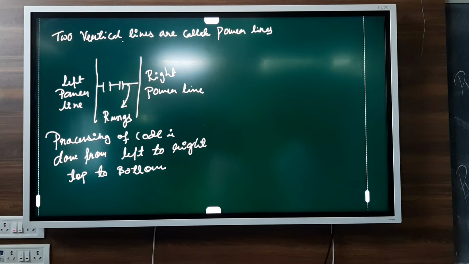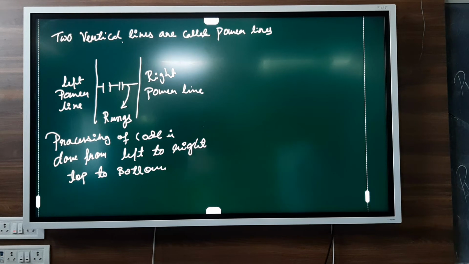As you can see on the screen, you have two vertical lines called power lines: one is the left power line and the other is the right power line. The horizontal lines you are seeing are the instructions, as we call them in other languages. Here we call them rungs. Processing of the code is done from left to right, so execution starts from the left power line to the right power line and from top to bottom. Next, we are going to see examples of the execution of this programming.